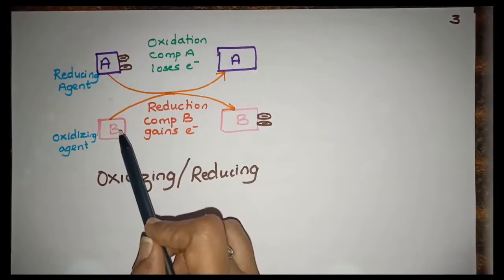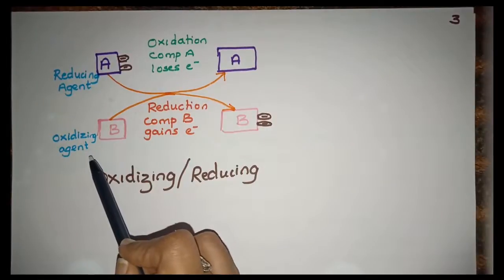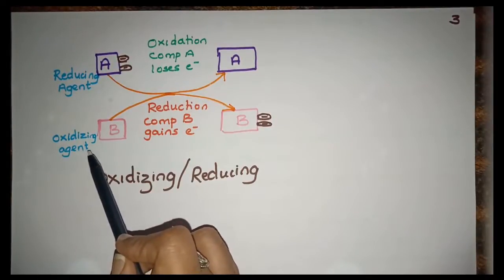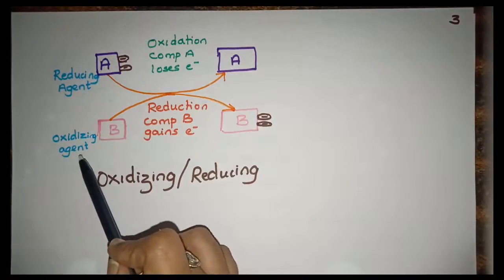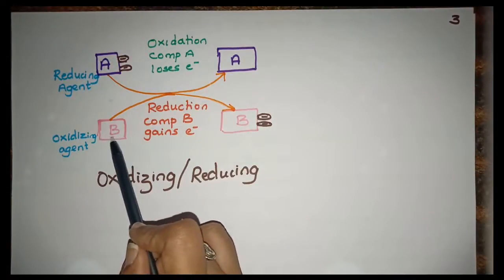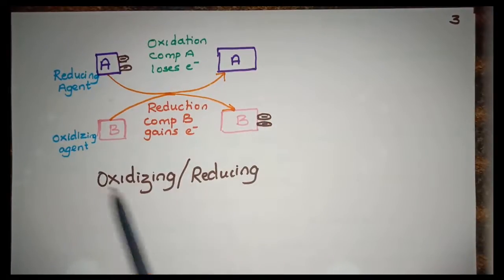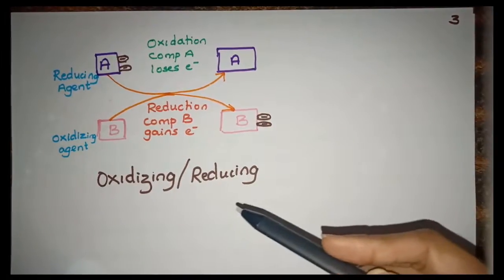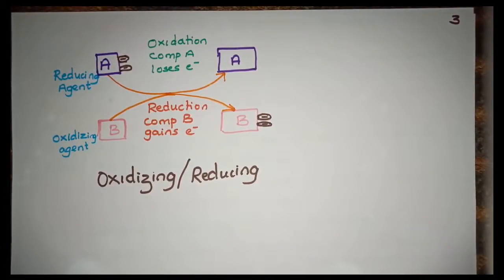Similarly, we have B which gains electrons, so we have oxidizing agent, right? And this B is considered as oxidizing agent because it has the ability to gain the electrons. This is the one which helps this substance to accept electrons. So that is what we call the oxidizing agent. Okay, so oxidizing agents and reducing agents are something that we very commonly use in our chemistry labs.